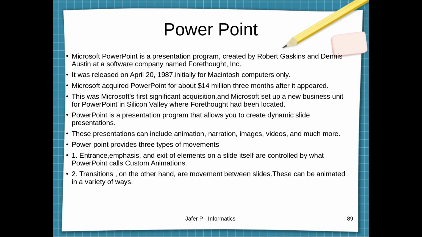And the next one is transition. That is the second type of movement. On the other hand, it is a movement between slides. So how the slides are moved. Between slides, what is the movement? This can be animated in a variety of ways. There are various ways to animate how the slides can be moved. So between the slides, what kind of movement can you implement? That is called transition.